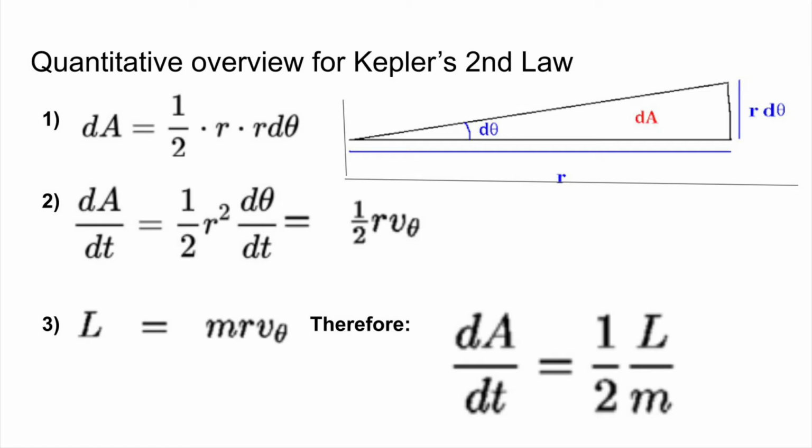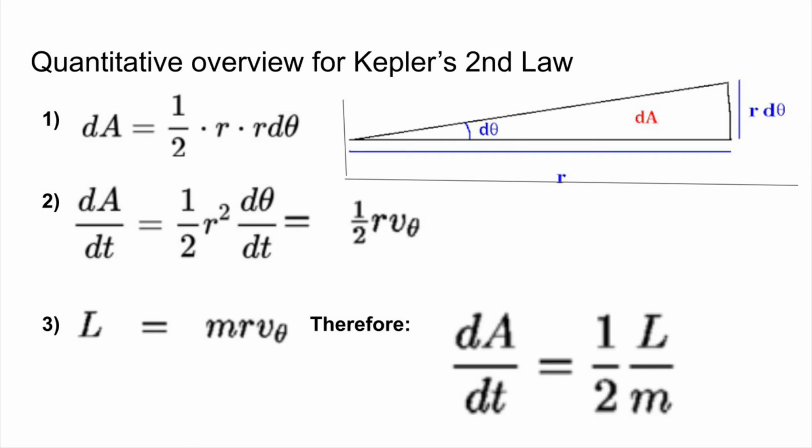The area of this triangle, dA, is given by 1/2 times the height r times the base r d theta. So the constant rate at which area is swept over by the orbit, dA over dt, gives us 1/2 r squared d theta over dt, or 1/2 r v theta for a small angle theta. We know that the angular momentum L is given by m r v theta, so the constant rate at which area is swept over by the orbit, dA over dt, is given by 1/2 L over m, where m is the mass of the planet.